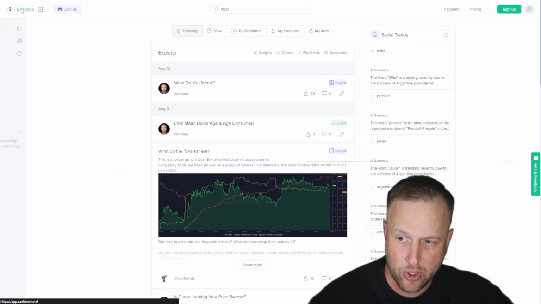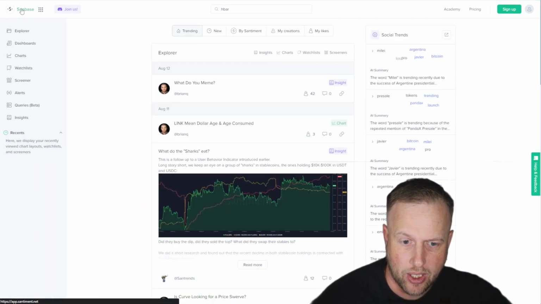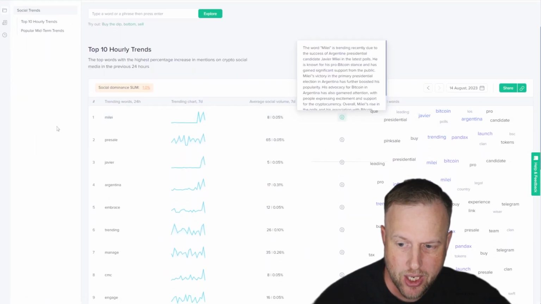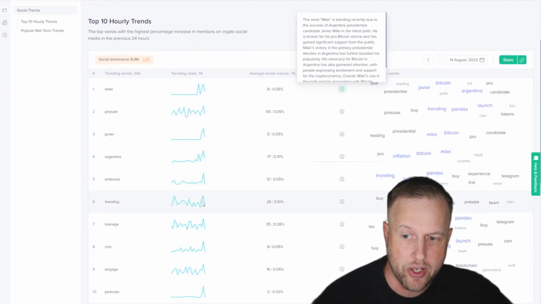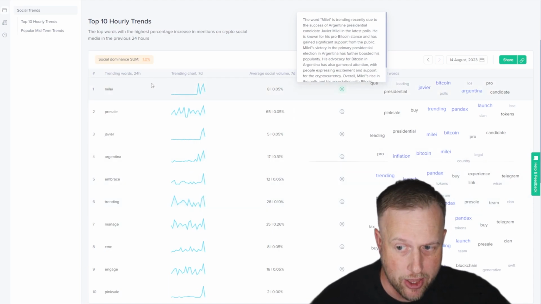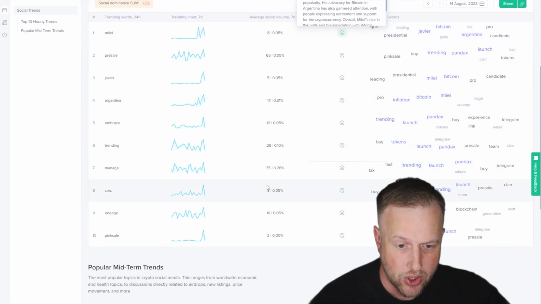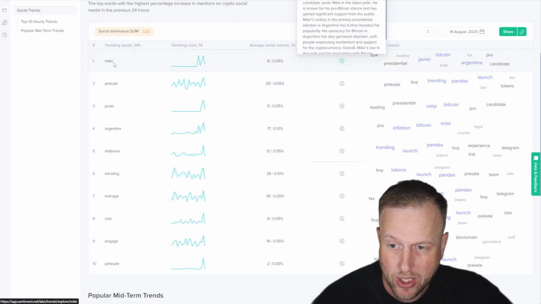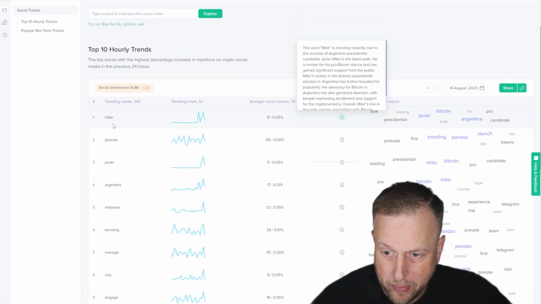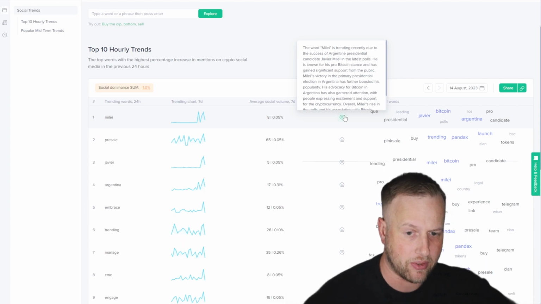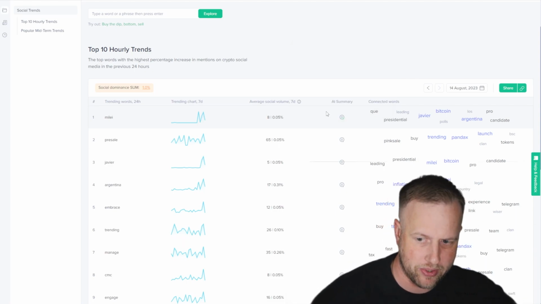On top of that, if we go back to Sanbase's starter page and we just click on social trends right here, here are the trends. Here are the current trends, hourly trends, top 10 hourly trends in the past 24 hours. So you can see these are all the words that are trending. And here is the main word that is trending. So Malay. So you can click on this. The word Malay is trending recently due to the success of, this is the Argentine president, right? So this probably isn't going to have much to do with crypto.